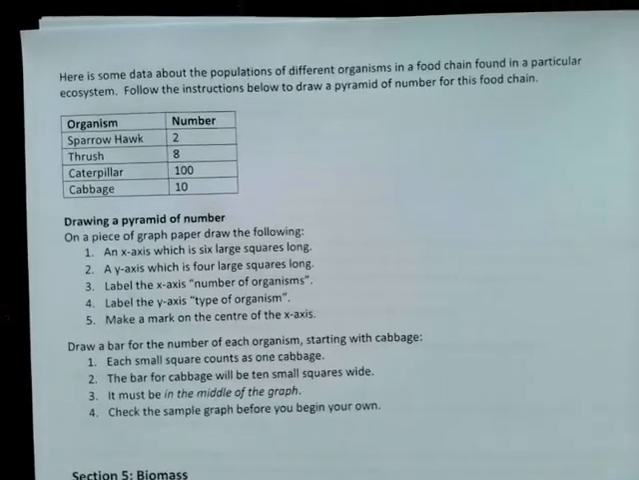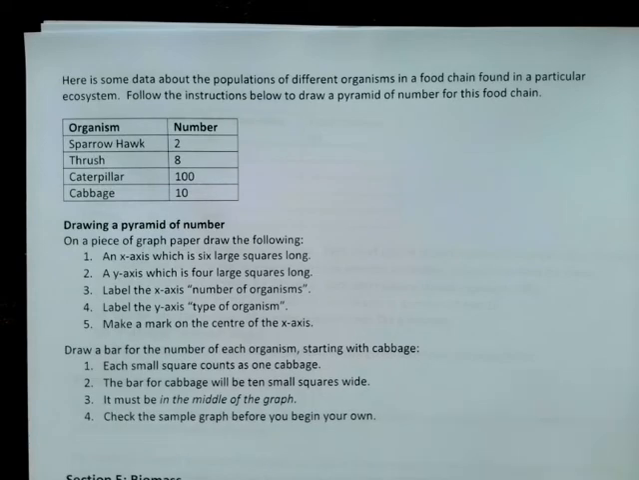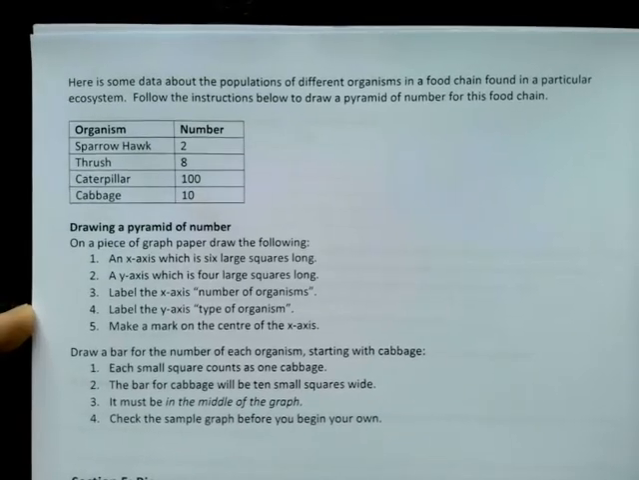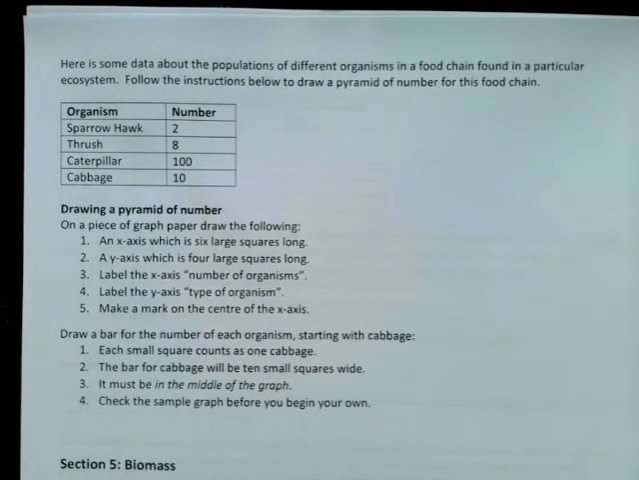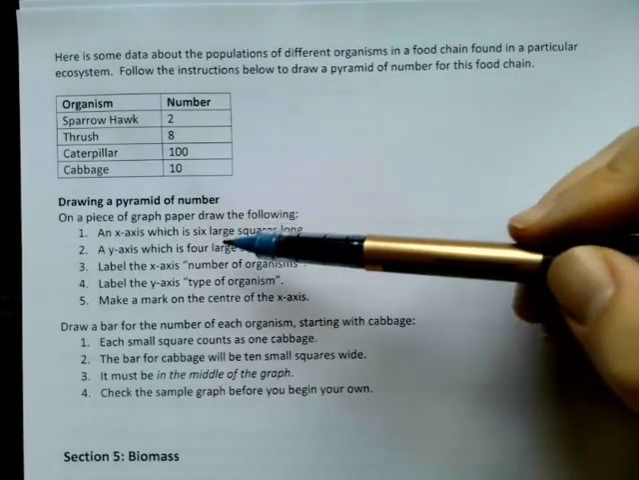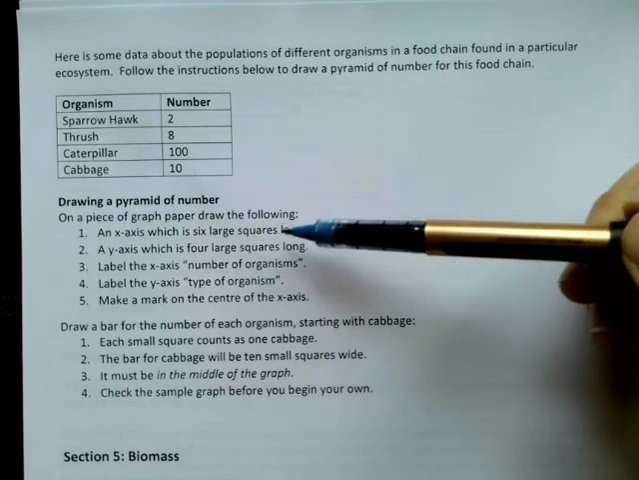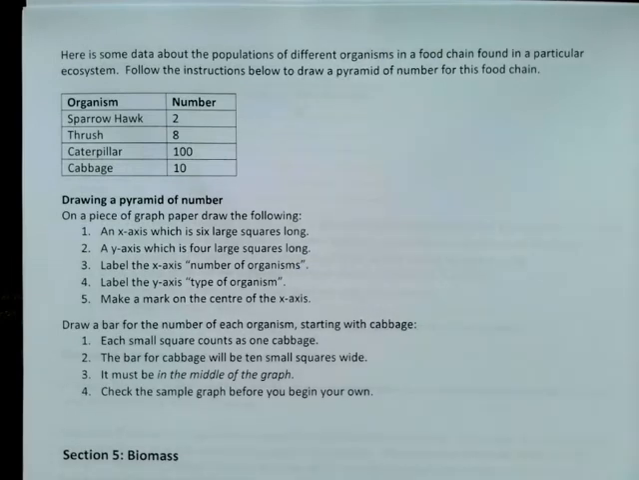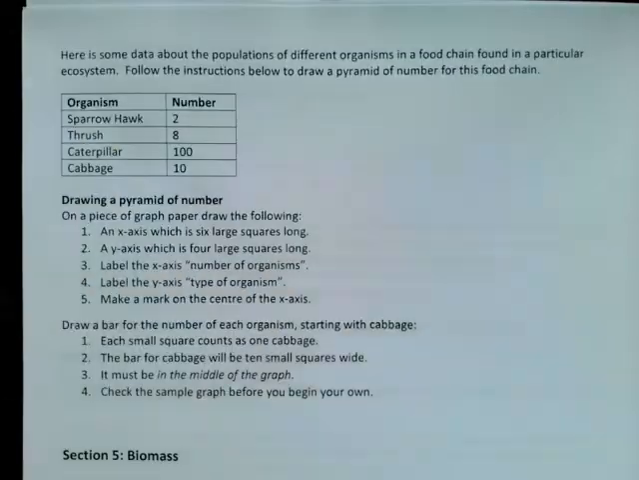So here is some data about the population of different organisms in a food chain found in a particular ecosystem. Follow the instructions below to draw a pyramid of number for this food chain. At this point in class, we would normally do this on graph paper, which is why I've got these instructions like an x-axis which is 6 large squares long, and a y-axis which is 4 squares long. If at home you've got graph paper, I realise that is perhaps not likely, but if you do, then you can follow the instructions using the graph paper. If you haven't got graph paper, don't worry.